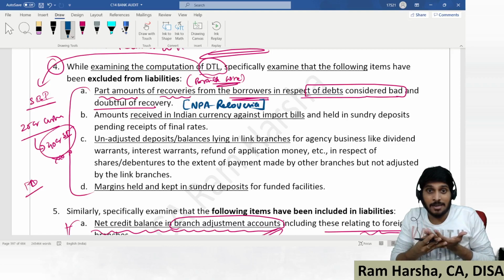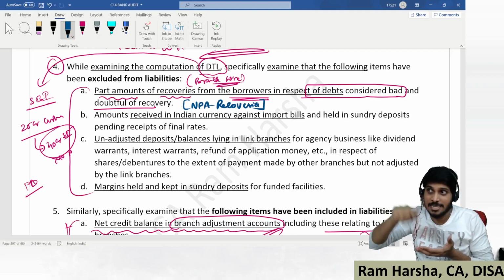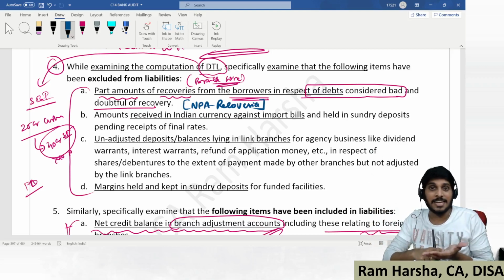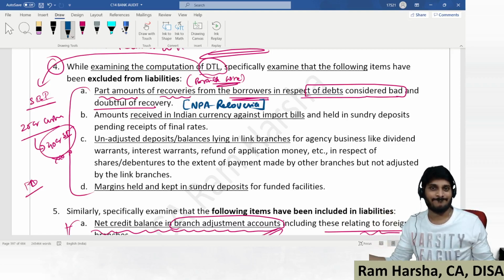Logical. My account in a bank, money is there. That money is frozen by the bank. That money is kept for adjusting against NPA, my loan. So that amount the bank need not pay me. It is no more a liability for the bank because they are going to adjust.